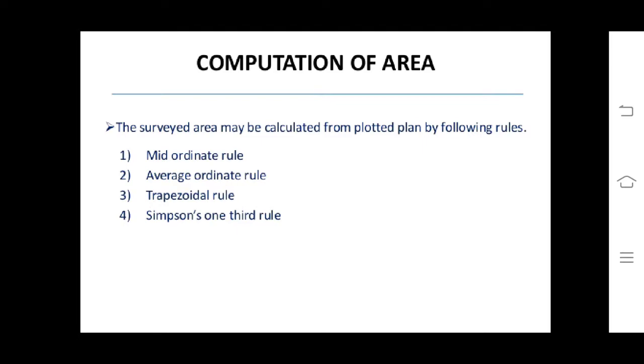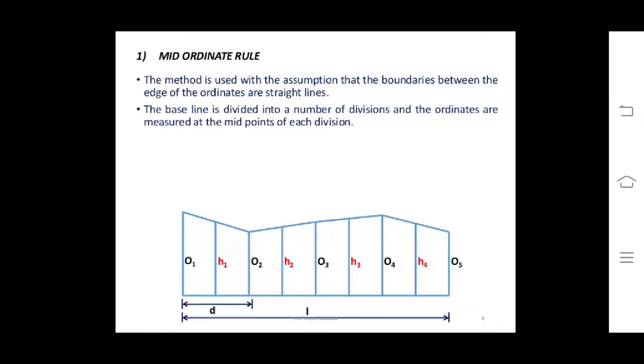The surveyed area may be calculated from the plotted plan by the following rules: the mid ordinate rule, average ordinate rule, trapezoidal rule, or Simpson's one third rule. Mid ordinate rule. The method is used with the assumption that the boundaries between the edges of the ordinates are straight lines.